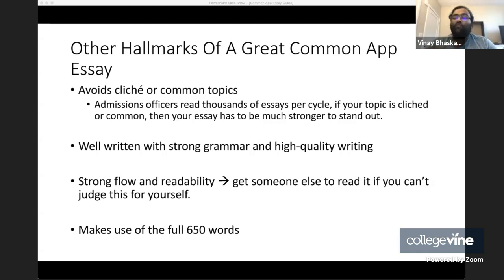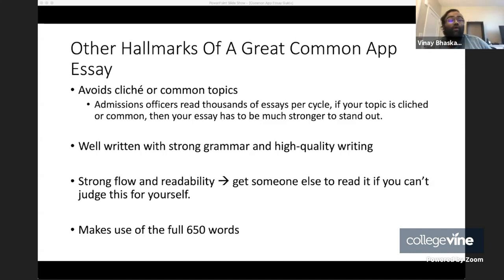Now, if this is something that you find yourself struggling to judge, one way you can do this is by reading your essay out loud. Oftentimes when you read it in your head, things will flow a lot more easily than if you try to read it out loud. Another way you can do this is by getting someone else to read the essay if you can't judge it for yourself.